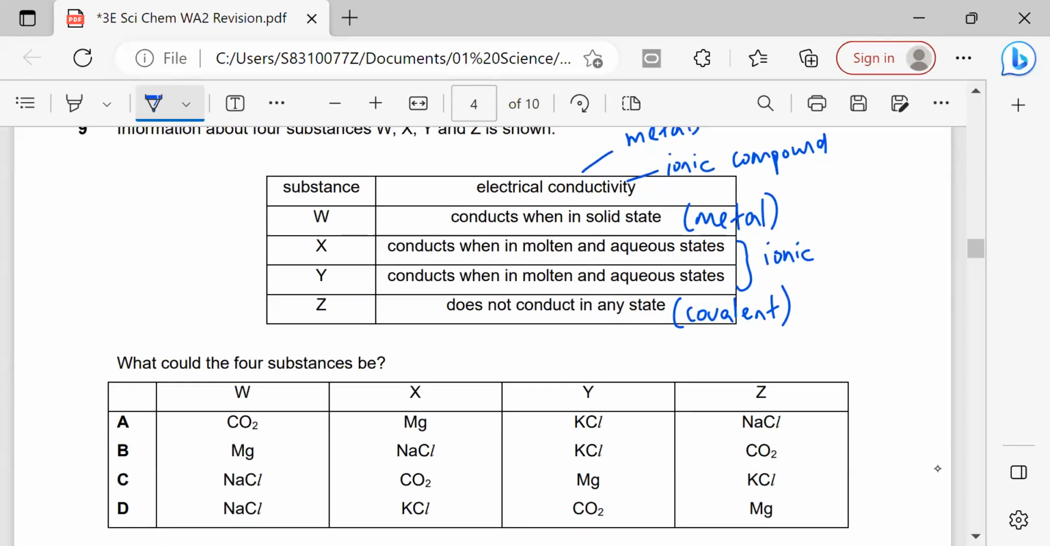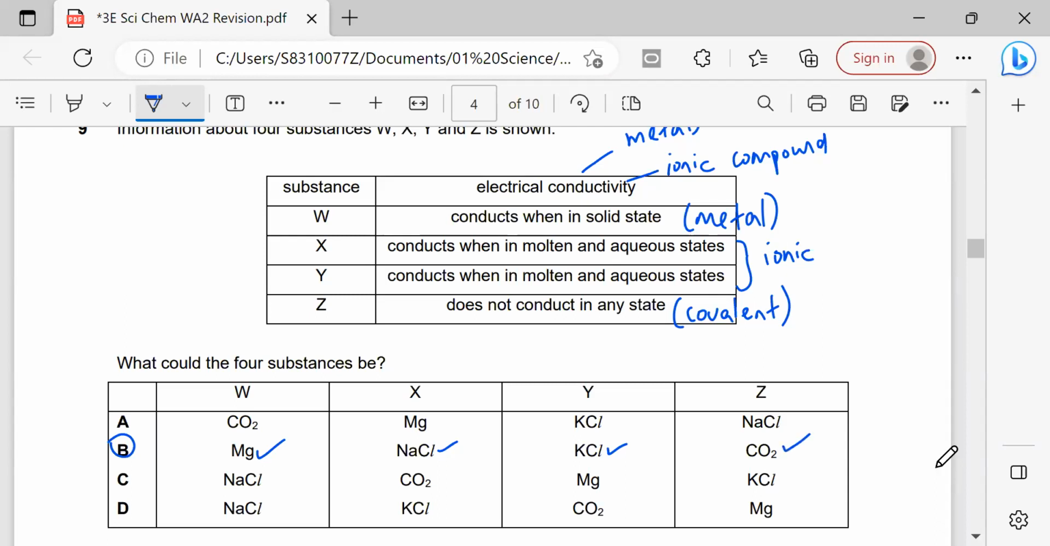So based on the conclusion that we have had, look at the options given to you. You can go through one by one and you realize that W must be a metal. So I'm going to put a tick for the one that is a metal. And then you realize that now very clearly there's only one possible answer, which is B. But let's go through the rest. X and Y must be ionic compounds. So NaCl as well as KCl are examples of your ionic compounds. And for option Z, covalent substance here, and CO2 is a good example of a covalent substance.